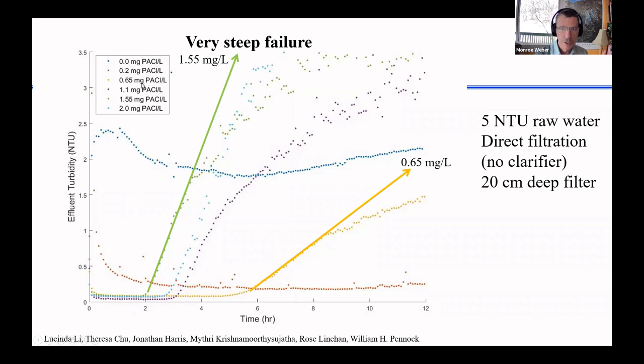And then we'll go to another extreme. We'll go all the way back to a very high coagulant dose, 1.55 milligrams per liter. And that one fails after 2 hours, and it fails very fast. That line is very steep. Turbidity comes up very, very quickly.